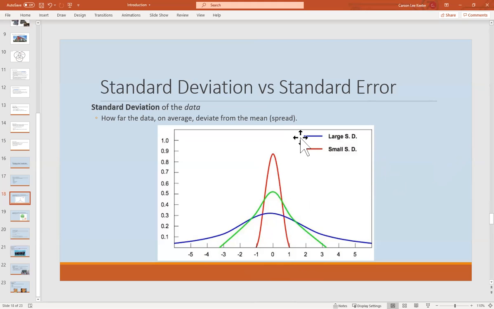And then on the other hand, we have a larger standard deviation. It's going to be more flat, right? So we have almost equally occurring heights the further we go out, right? And that's pretty much just that, right?